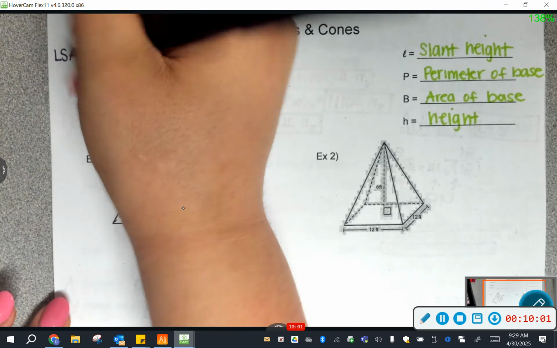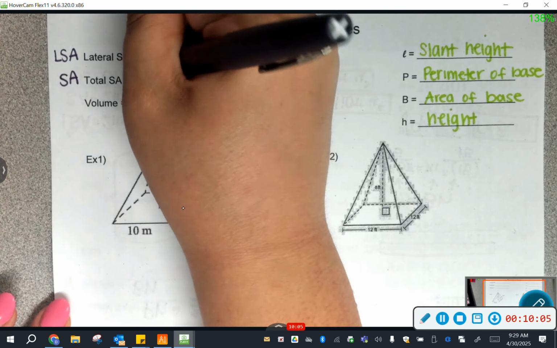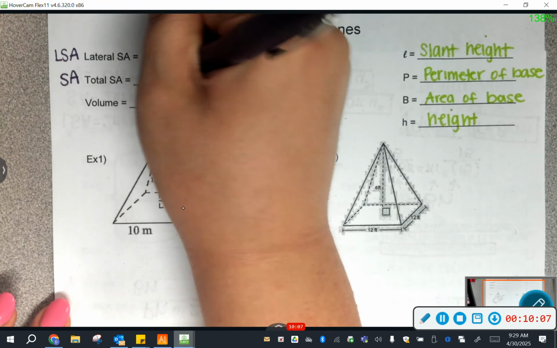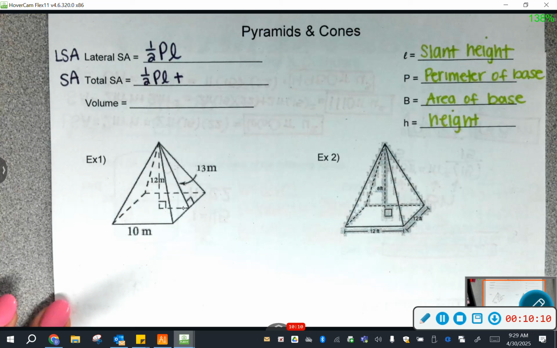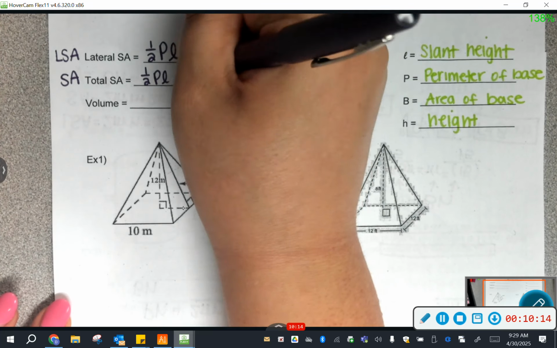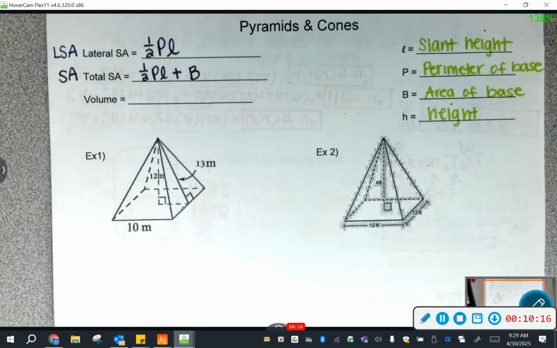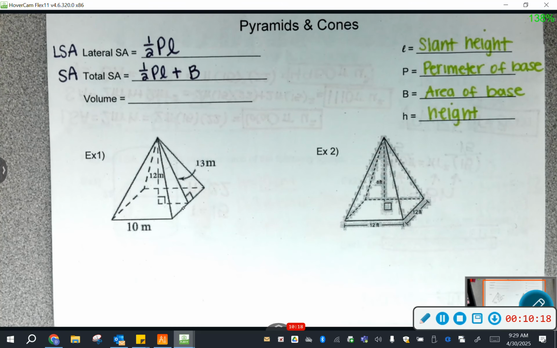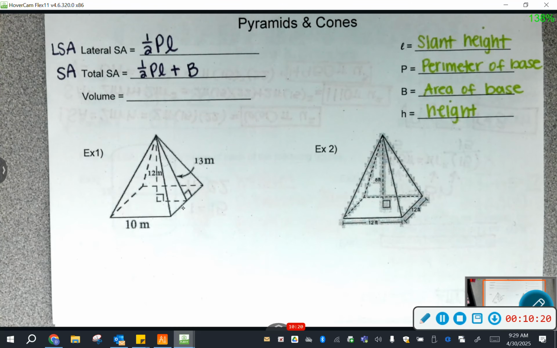What about my total surface area, my SA? I'm going to take my lateral, 1/2 PL, and what am I going to add? B. Why B? Because there's just one base. So we're just going to add B, not like on prisms. Remember we added 2B? This one we're adding 1B.